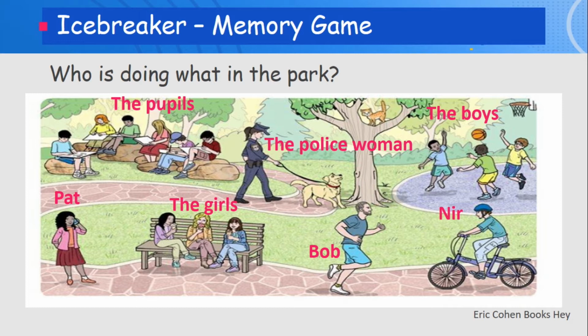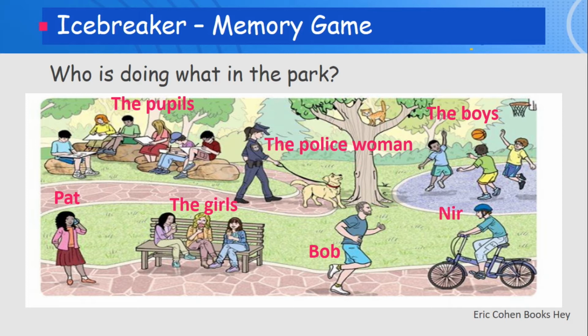And the dog is barking at the cat. We have boys playing basketball. Near is on his bicycle. And Bob is running. Have a look at the picture. Take a minute to look at the picture. And then we'll go on.